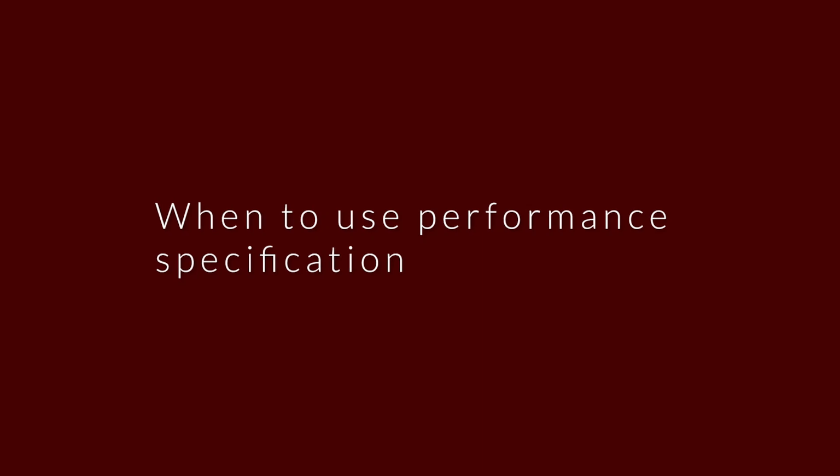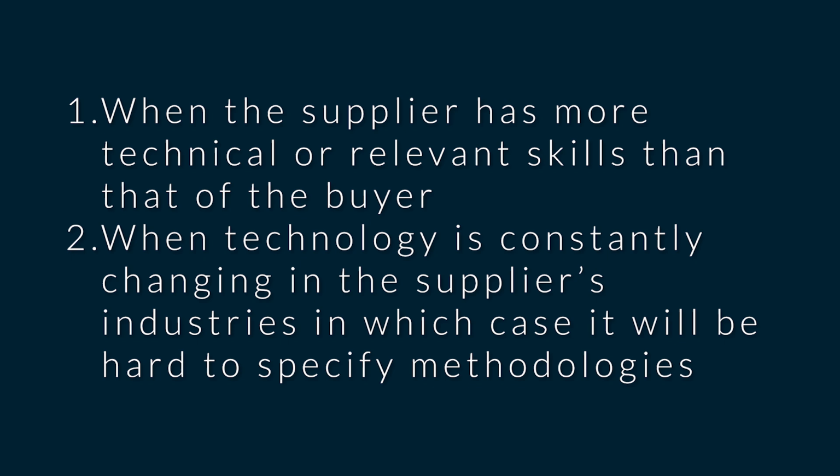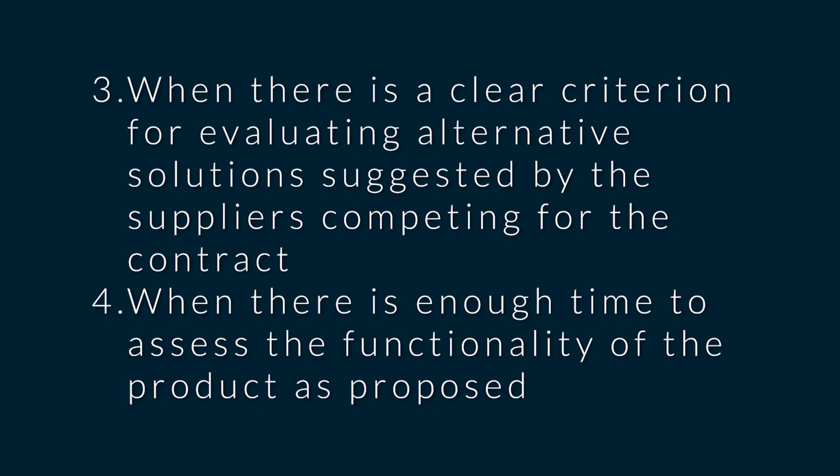Now, these benefits will obviously vary from one project to another. So the question then can be, when is it good to use performance specification? Number one, when the supplier has more technical or relevant skills than the buyer. When technology is constantly changing in the supplier's industry, in which case it will be hard to specify methodologies. When there's a clear criterion for evaluating alternative solutions suggested by the suppliers competing for the contract. When there's enough time to assess the functionality of the product as proposed.